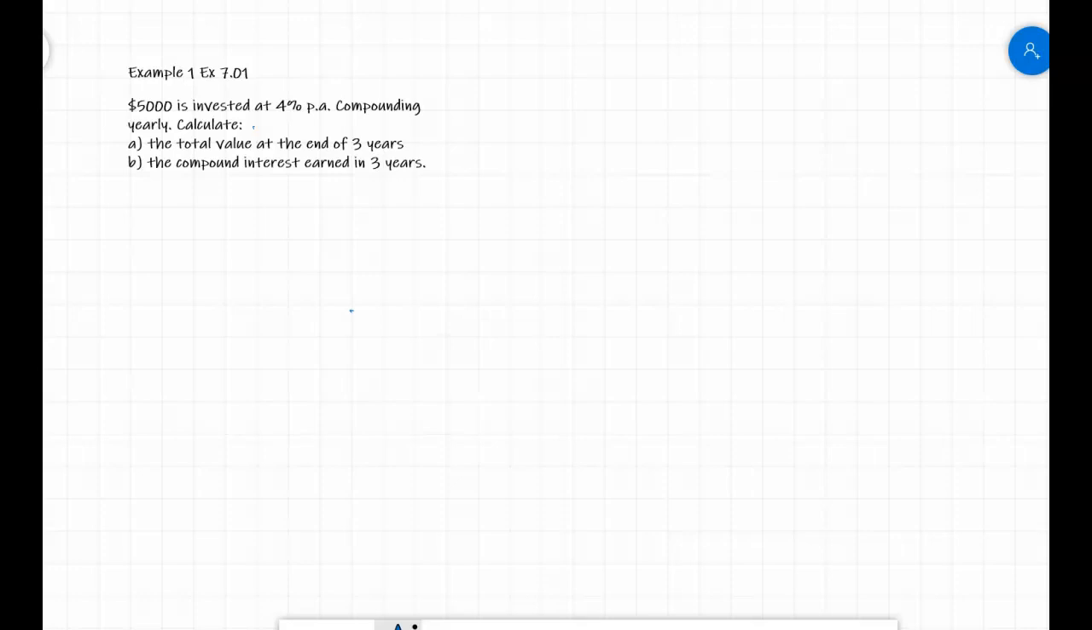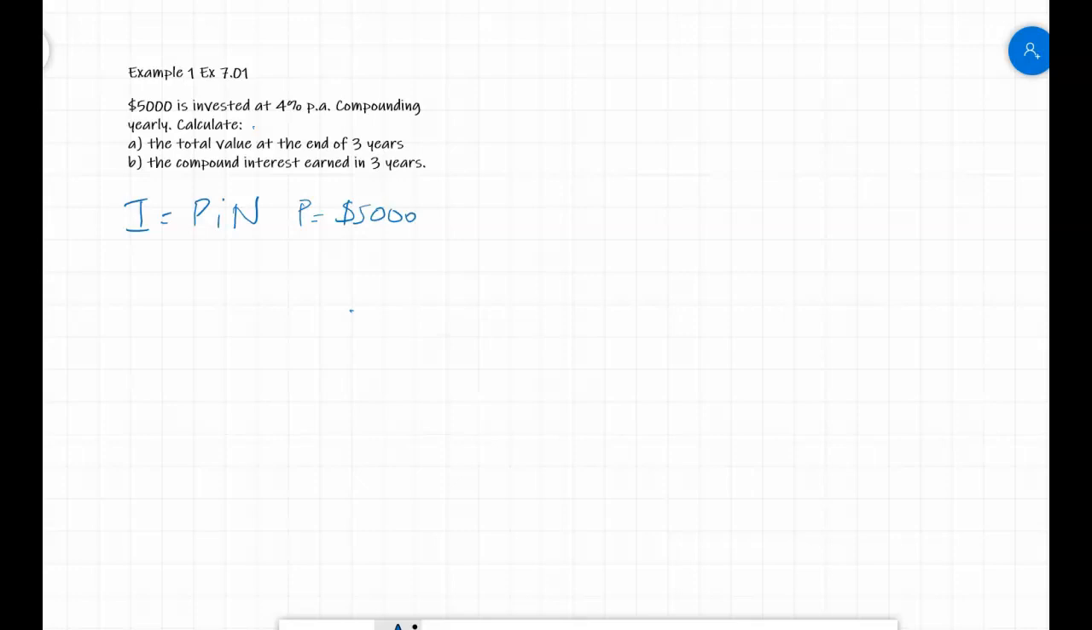So example 1 says $5,000 is invested at 4% per annum. It's compounding yearly. Calculate the total value at the end of 3 years and the compound interest earned in 3 years. In this example, they would like us to use repeated simple interest. So we're going to use the formula I equals PRN, where the P is equal to 5,000 initially.